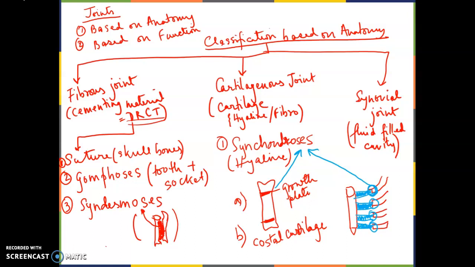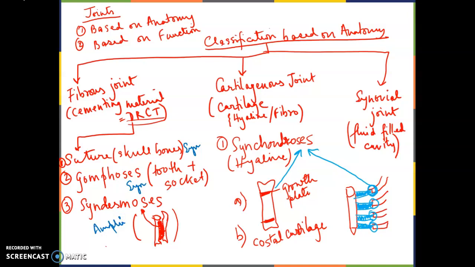So a suture, when we look at a suture, what do you think? Is it synarthrosis, amphiarthrosis, or diarthrosis? It's synarthrosis, because there is no movement. Gomphosis between tooth and socket, is there any movement? No. So gomphosis is synarthrosis as well. Syndesmosis: as we pronate and supinate our arms, there is slight movement in between the long bones, and therefore syndesmosis is amphiarthrosis.